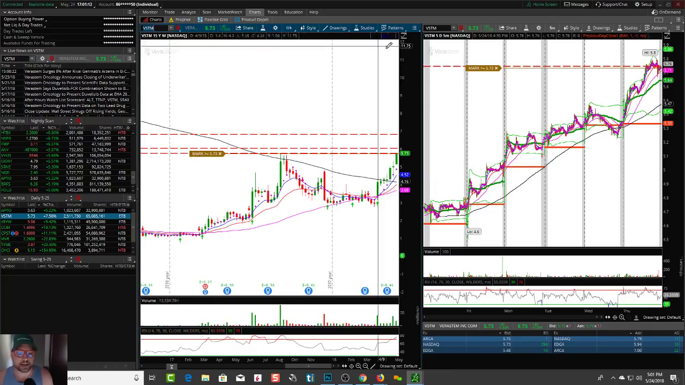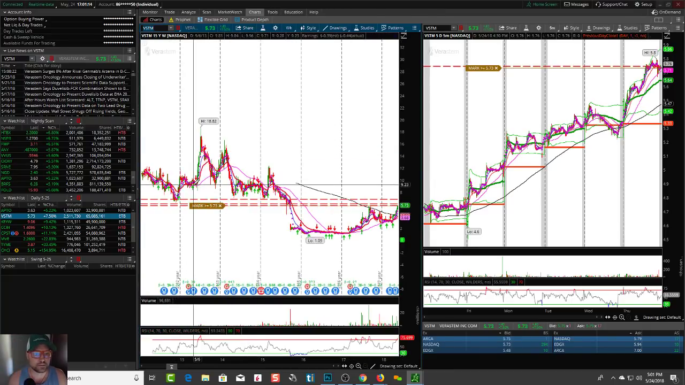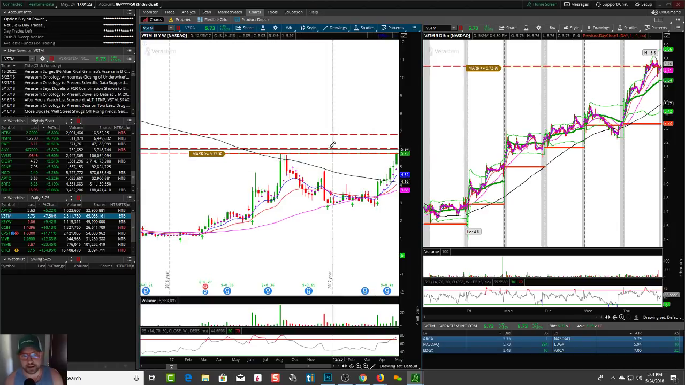That's the thing with these small caps, man. They have no mind or reason, right? Look at this. Pump up, dump, pump, dump, pump, dump. Here you go. Dump it. Cup, handle. What's it going to do? It's either going to break out or break down. I don't know what it's going to do. Nobody knows what it's going to do, right? Got to watch.